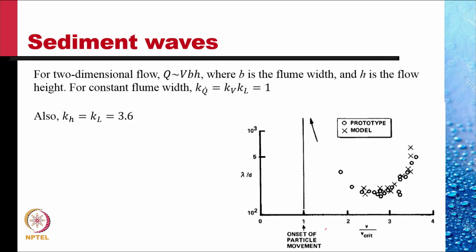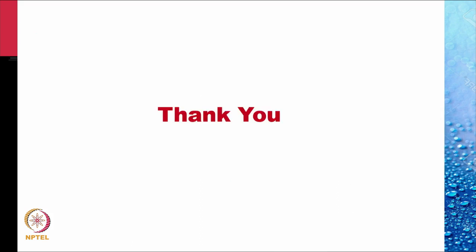Onset of fluid particle motion is called V critical. And this plots V divided by V critical versus lambda by D, the wavelength divided by the diameter of the grains. And we obtain this curve where all points collapse onto one curve, suggesting that the formulation is correct. Thank you very much.